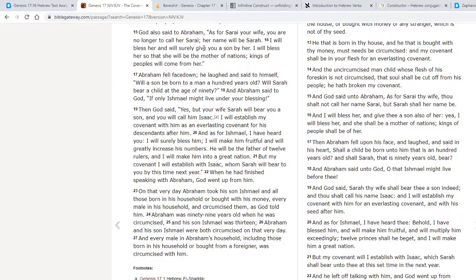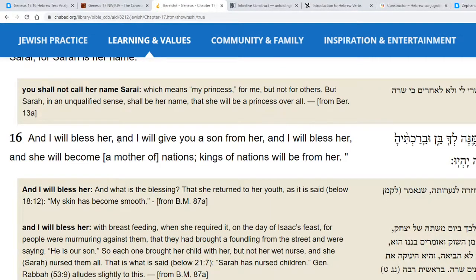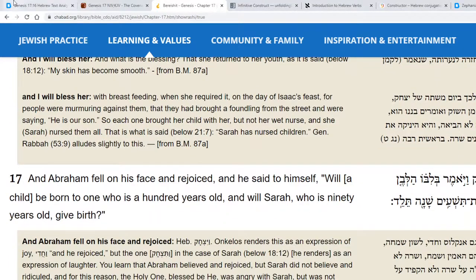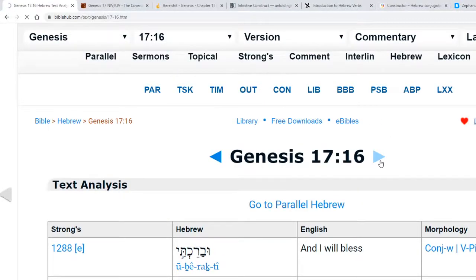I will bless her, and will surely give you a son by her. Okay. I will bless her so that she will be the mother of nations, kings of peoples will come from her. Okay. Chabad: And I will bless her, and I will give you a son from her. Okay. And I will bless her, and she will become a mother of nations. And they put that in brackets. I like the brackets. I like the fact they do that. Kings of nations will be from her. Okay. And you can read the Rashis if you like. Okay, verse 17.